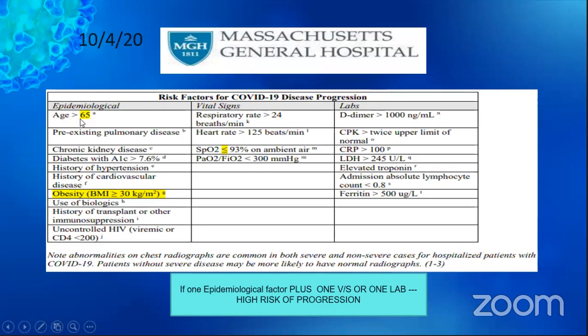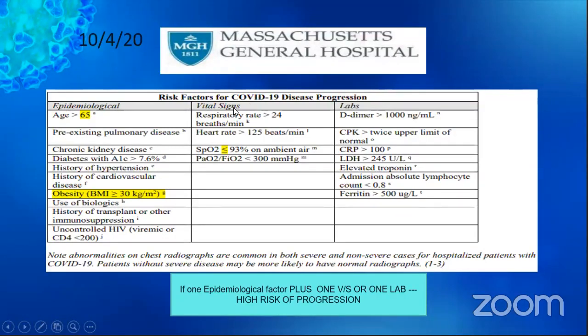If your age is more than 65, the patient already has pulmonary disease, chronic kidney disease, uncontrolled diabetes, hypertension, or a history of cardiovascular disease, MI, or heart failure, or is overweight with a BMI of more than 30. He is taking monoclonal antibodies, or the patient has undergone some kind of transplant, or he's HIV positive with CD4 of less than 200, then these epidemiological factors play a major role in the progression of disease.